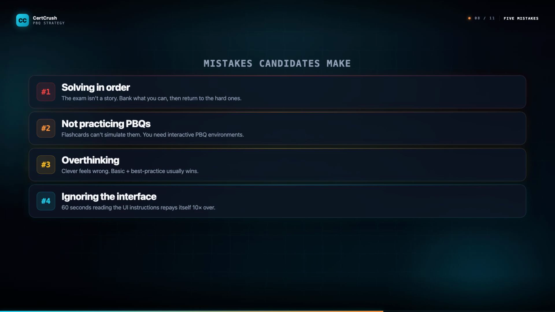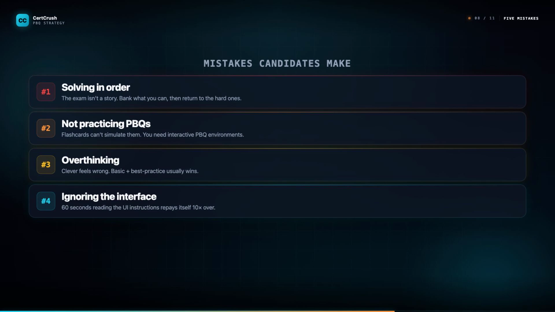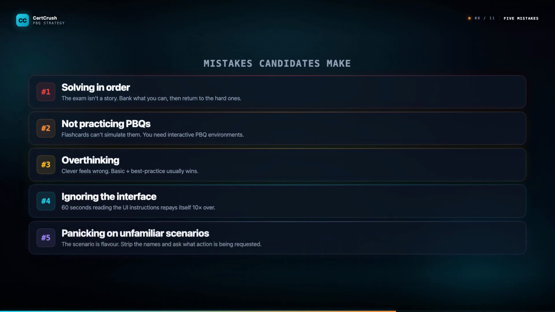Mistake number 4. Ignoring the interface. Some candidates waste minutes because they don't realize they can zoom, reset the question, use a calculator, or drag items back out of a drop zone. Spend 60 seconds at the start of the exam reading the interface instructions. That investment will pay back 10 times over.